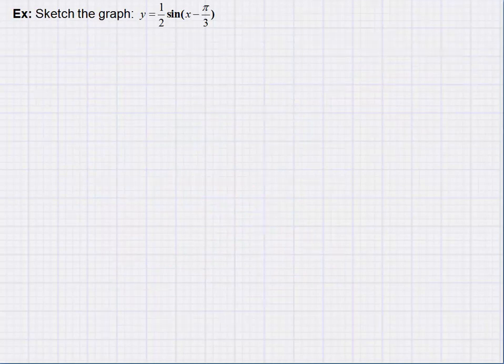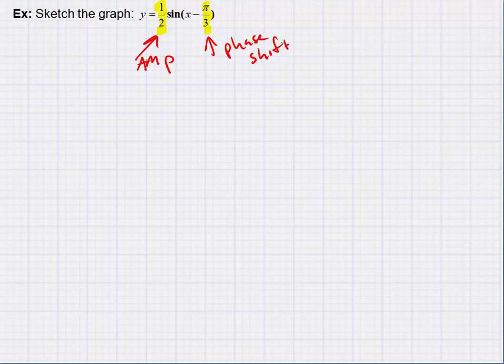So let's do an example. Sketch the graph of y equals 1/2 sine of x minus pi thirds. Alright, so there's two things happening here. This number right here and this one right here. This one is going to affect the amplitude, and this one is going to be the phase shift. Now, the amplitude is going to be 1/2 because it's positive already, and my phase shift is going to be pi thirds. Since I'm subtracting pi thirds, I'm going to be to the right.